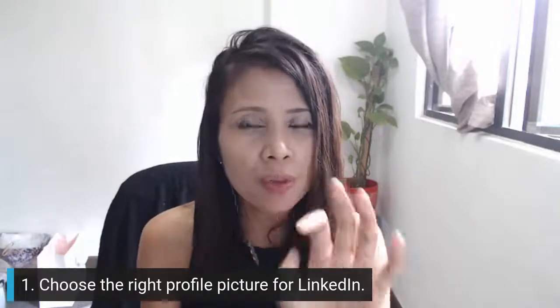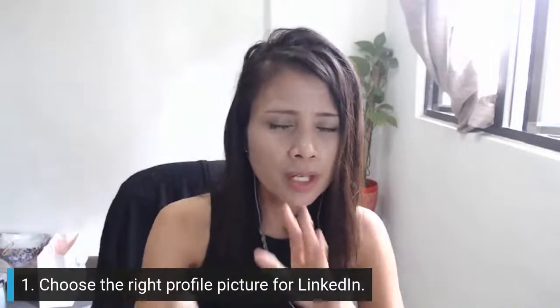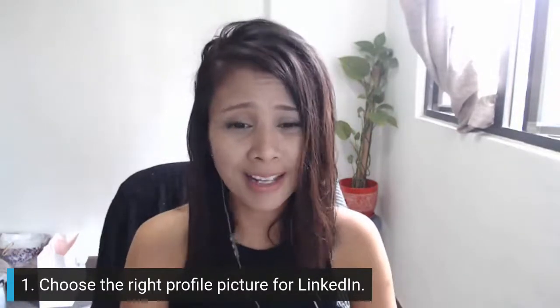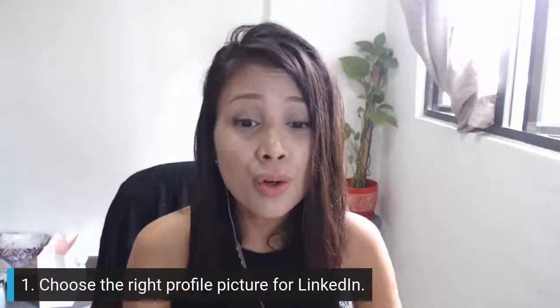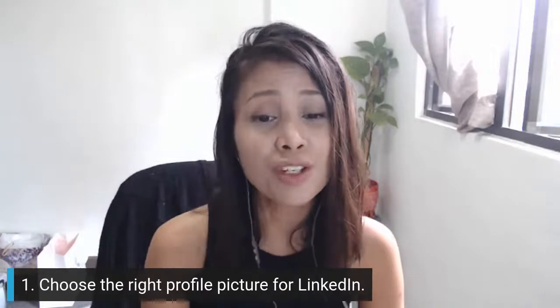If it's a picture of you among 25 other people, or a picture of you standing in the middle of the woods and you're so small you can't even see your facial features, these pictures are all incorrect. They are the pictures that you should not use for your professional bio. So what kind of pictures should you use?